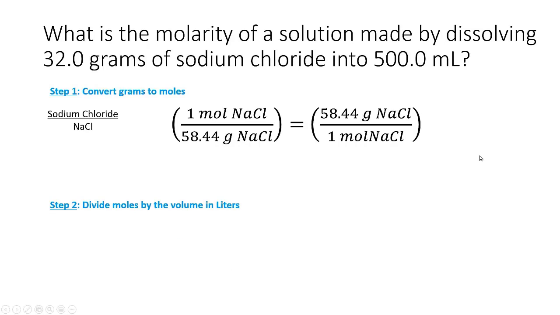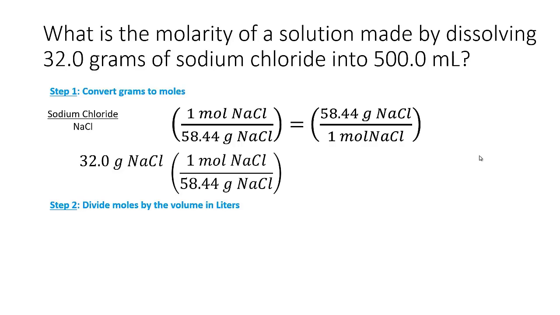Let's try another problem. What is the molarity of a solution made by dissolving 32 grams of sodium chloride into 500 milliliters? So the first step is the same. You need to convert grams into moles. And so we start out, just as the previous problem did, with 32 grams of sodium chloride up front, and then we use whichever conversion factor will lead us to having moles of sodium chloride on the other side. So in this case, we want it to be 1 mole of sodium chloride over 58.44 grams. That way the grams cancel out and you're left with moles.